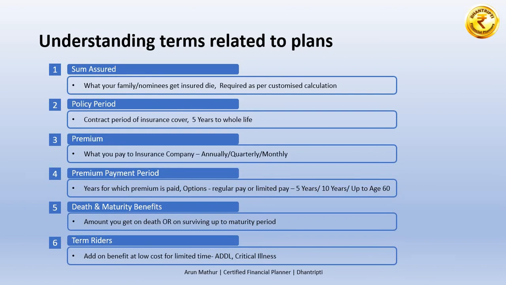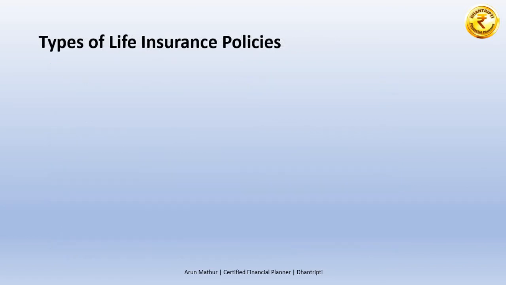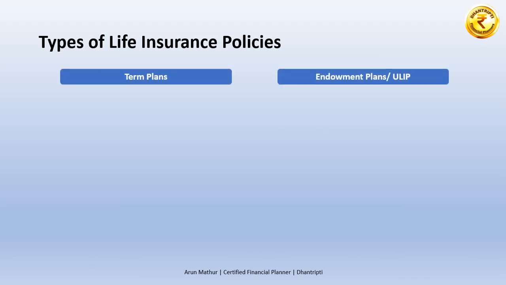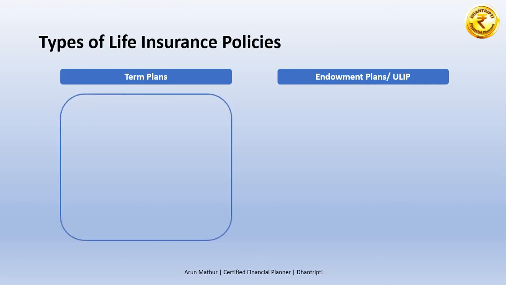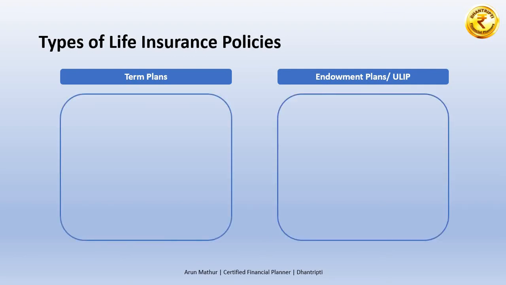So having understood the various terms related to the plans, let us try and understand the various types of life insurance policies which are available in the market. Primarily, life insurance policies can be divided into two parts: term plans and endowment plans. The characteristics of term plans and endowment plans are quite different, and it's very important to understand this. For example, term plans are pure risk cover plans.